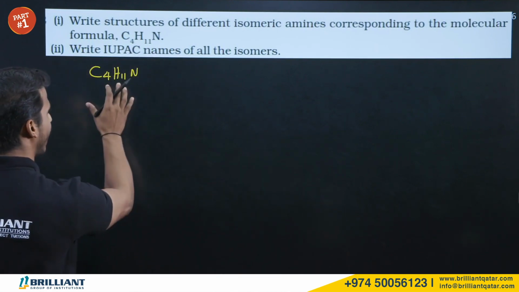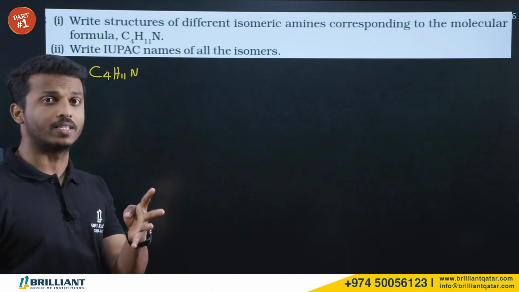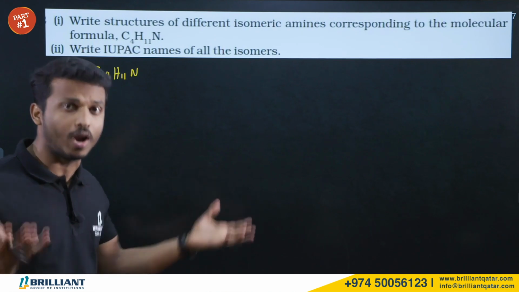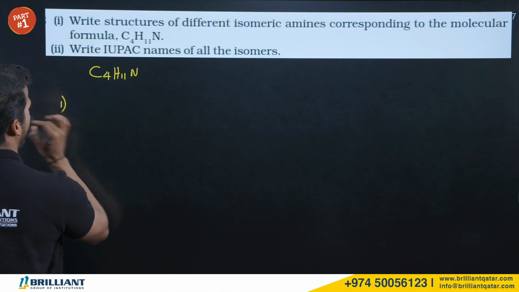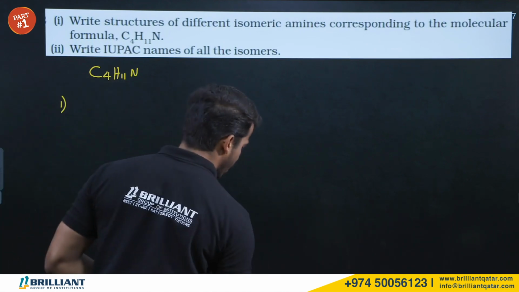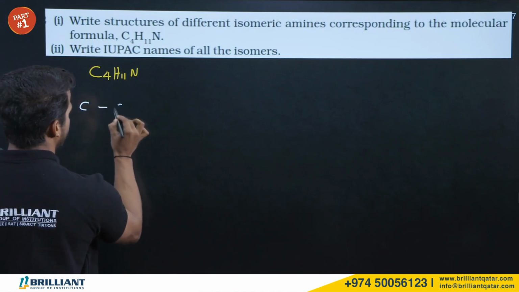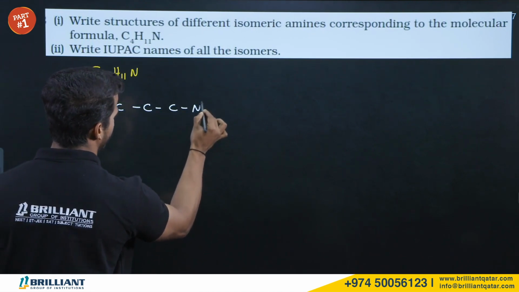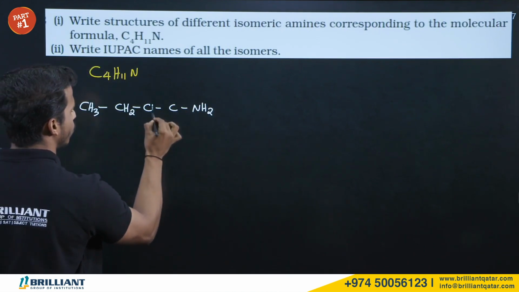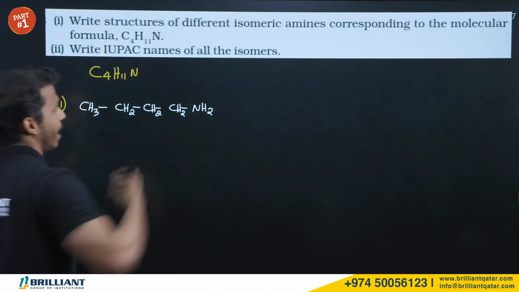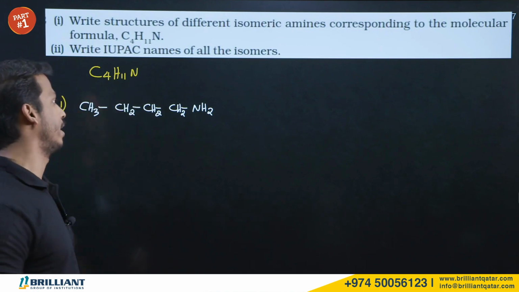So here C4H11N, there are a total of 4 carbon atoms. So 4-carbon amines, maybe primary, secondary, tertiary, all are possible. Let's see the maximum possible ones. Let me write the first compound. Total there are 4 carbon atoms, right? So I can place it like CH3, CH2, CH2, CH2, NH2. Total there are 4 carbons with an amine. It's a primary amine, right? Yes, because it contains an NH2 group.